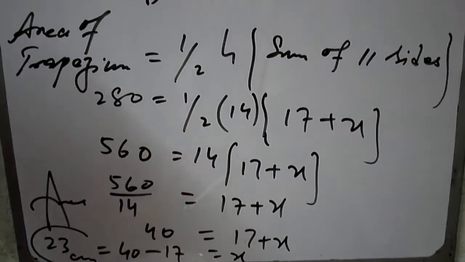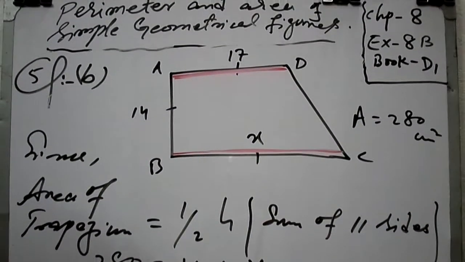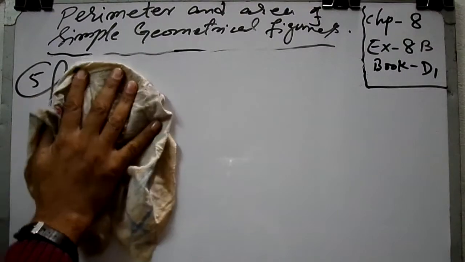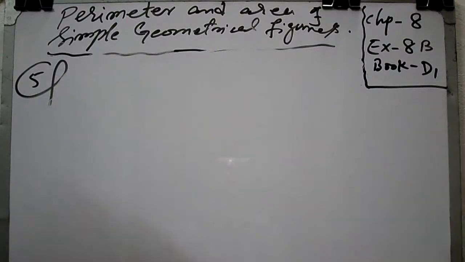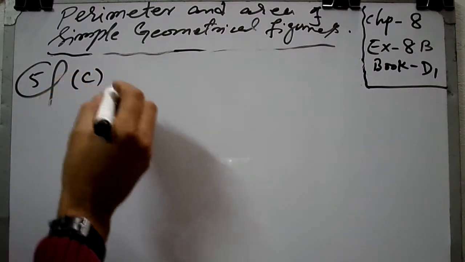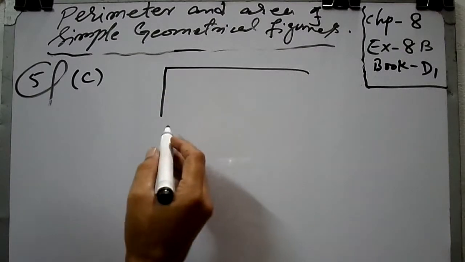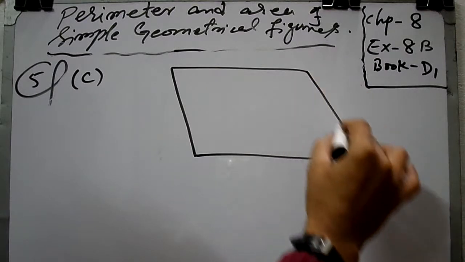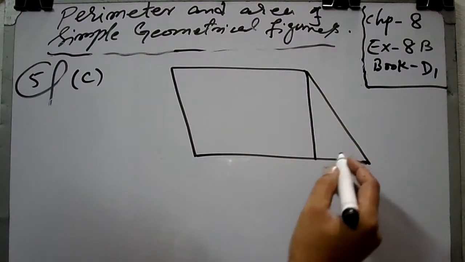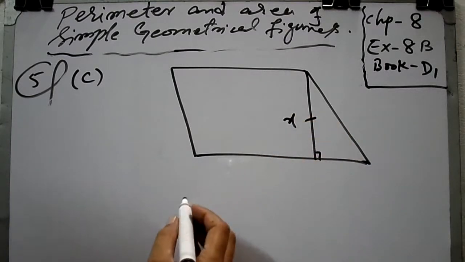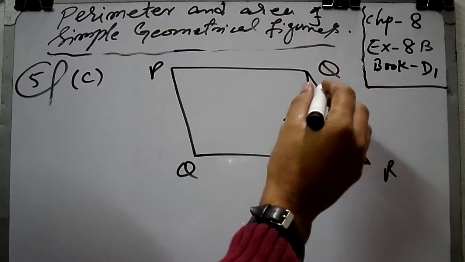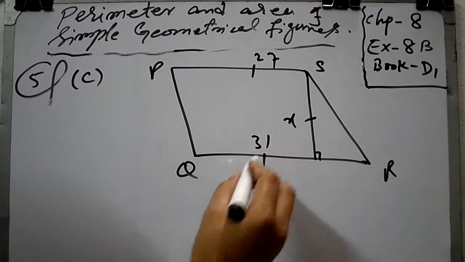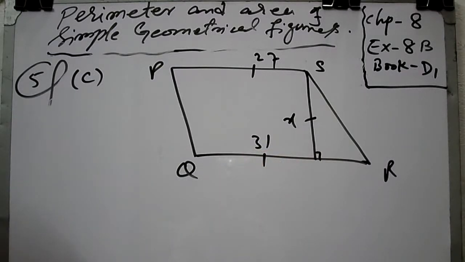Now coming to the C part of the same question, once again you can see different diagrams are given to us, and we have to draw these diagrams here and then find x. The C part diagram is like this, with dimensions 27 and 31 given to us. Now once again we have to find the value of x.